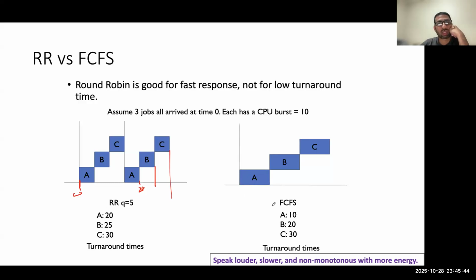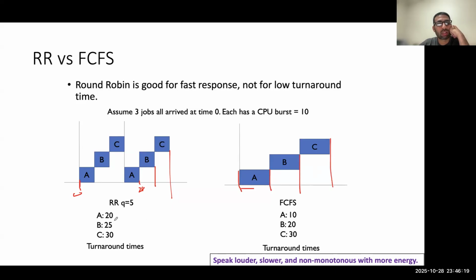Now let's do the same thing, scheduling using FCFS, and see the turnaround time, right? If all three of them arrive at the same time, A, B, and C, they will go one by one, because this is first come, first serve. So A, then B, and then C, right? So what is the turnaround time of A? It is 0 to 10, right? What is the turnaround time of B? 0 to 20, and of C, 0 to 30, right?